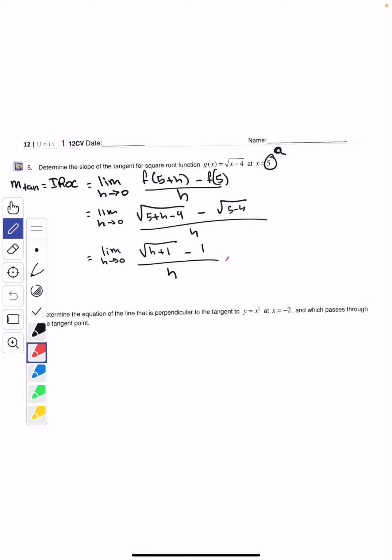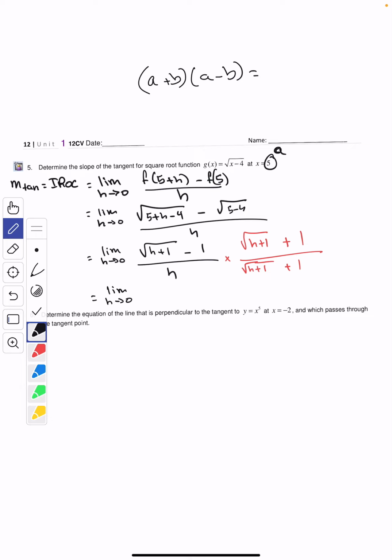So to rationalize, I'm going to multiply by the conjugate. If you guys remember, that is the same function, but it will have a different sign in the middle. So in this case, I'm going to have to multiply by the square root of h plus 1 plus 1. So you guys remember that when I do that, I have a difference of squares in the numerator, right? So remember the difference of squares. If you have a plus b times a minus b, then you're going to end up with a squared minus b squared. So the first term squared minus the second term squared.